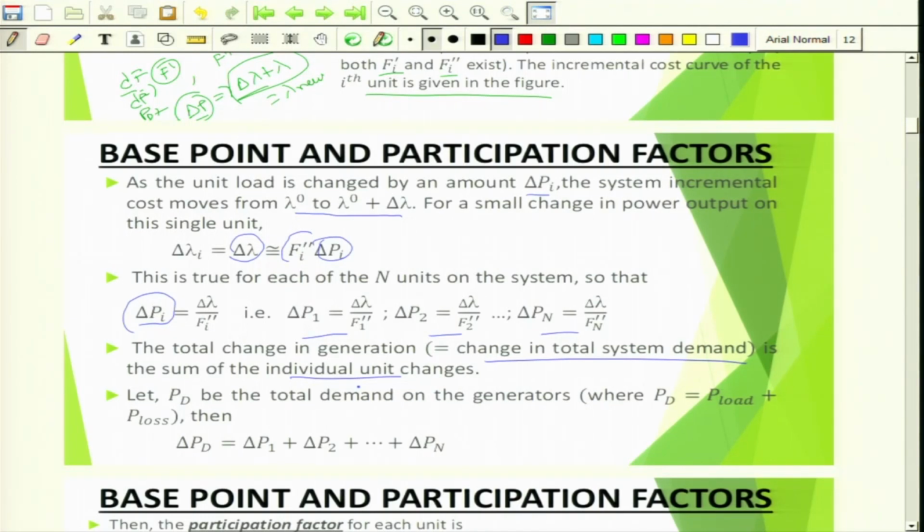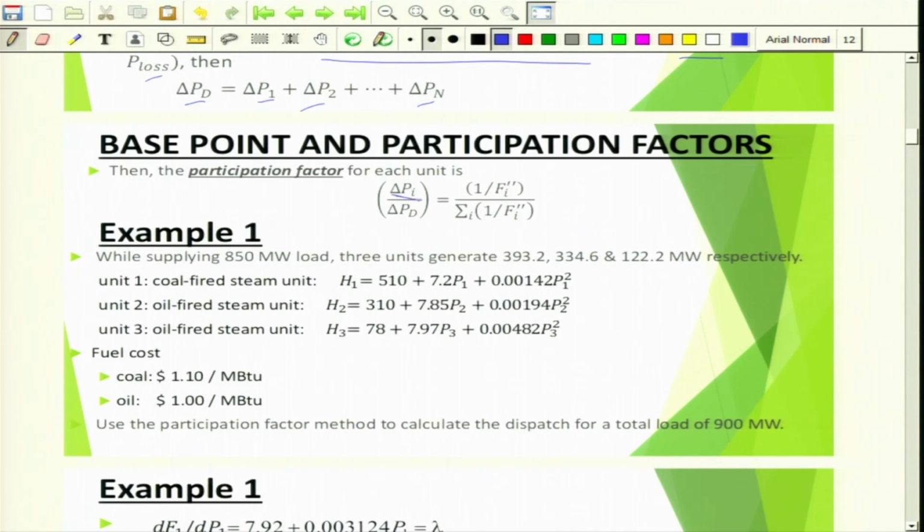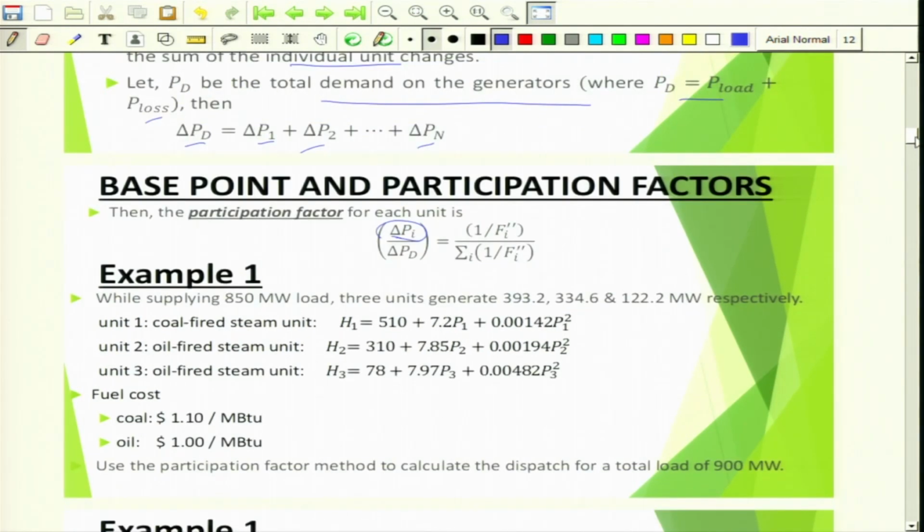That is it. Now let PD be the total demand on the generators, where PD is equal to P load plus P loss, then delta PD is equal to delta P1 plus delta P2 up to delta Pn. Now what is delta Pi? Delta Pi is nothing but delta lambda by Fi double dash.